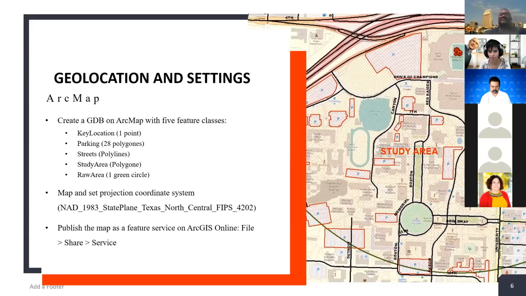Then I was also able to find the parking areas and create the parking feature class where I have my 28 parkings. Those are polygons, so 28 polygons or parkings. After editing these feature classes using the editing tool on ArcMap, I had my geodatabase organized.